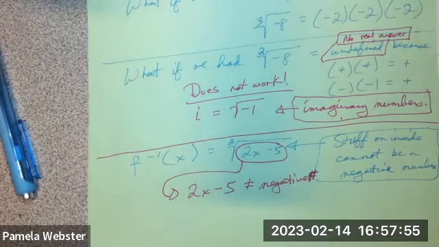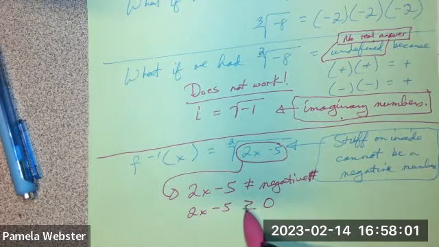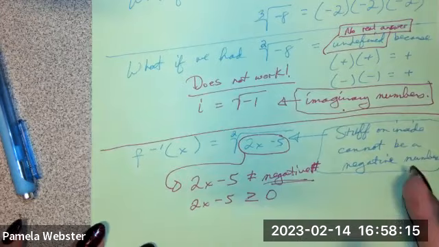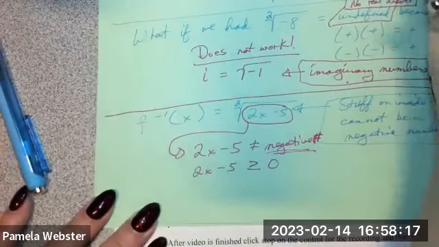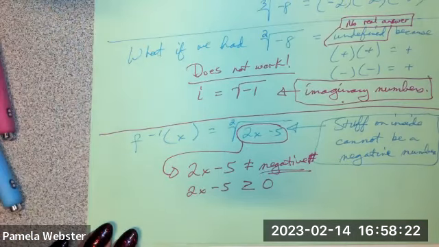Okay, so what am I going to say? 2x minus 5 has to be greater than or equal to 0. The greater than part means it has to be positive, right? Because I said it can't be negative. The greater than makes it positive, or equal means I'm okay with it being 0 also, right? Well, then you're going to look at this and go, oh, that's just a little inequality. I can solve that just like I solve any other equation and we'll be okay.